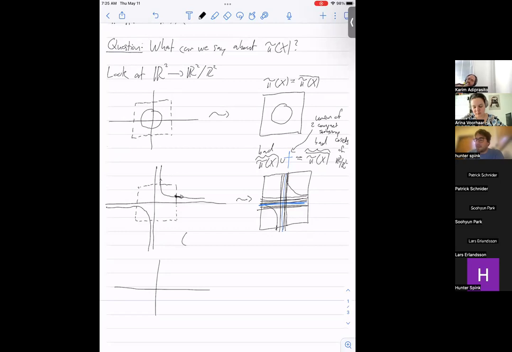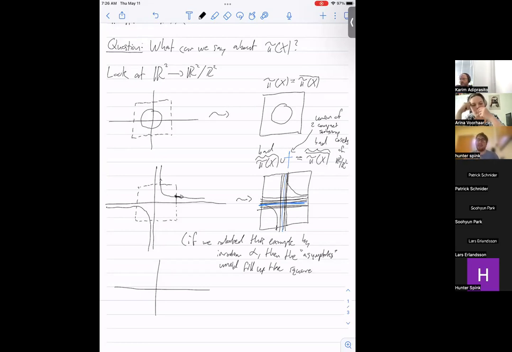So for example, if we rotated this example by an irrational amount alpha, so if we rotate it by some random amount, then the asymptotes would fill up the square, because they would wrap around in some irrational way, and then you would see these lines wrap and wrap and wrap, and it would densely fill up the square rather than limiting to these two nice things.